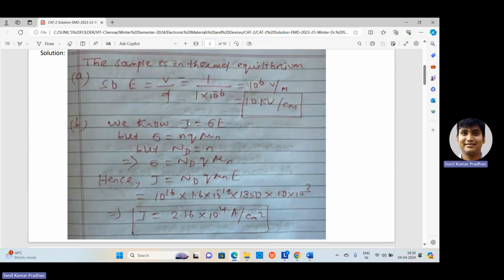What is J? J is the current density, sigma is the conductivity, and E is the electric field. Okay, but this conductivity can further be expressed in terms of electron concentration, charge, and mobility. So let's say if N is the electron concentration, Q is the electronic charge, and mu N is the mobility of electron, then my conductivity will be N Q mu N.